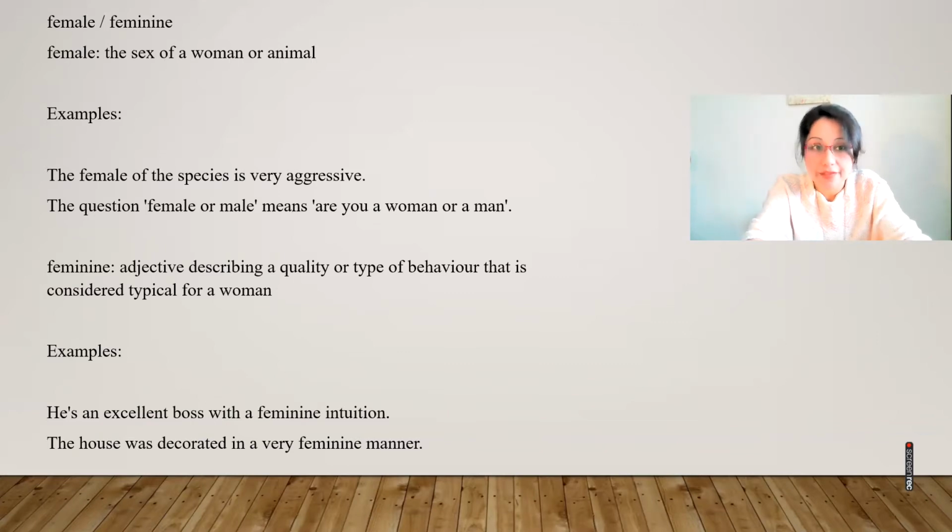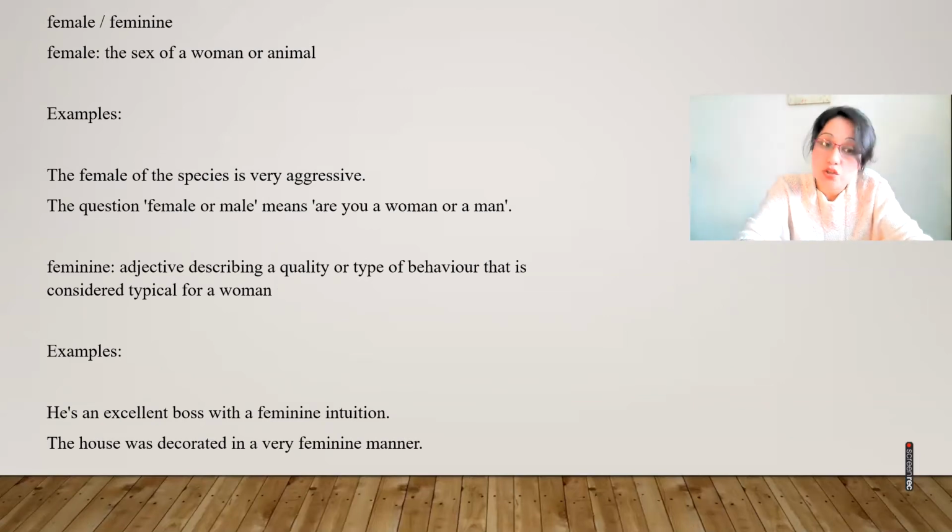Then we have our female and feminine. Female, so what do you mean by female? That is the sex of a woman or an animal. So the female of the species is very aggressive. So we're talking about any species, let's say, any kind of animal. So female is very aggressive. The question, female or male, means are you a woman or a man? Okay. So that's your female.